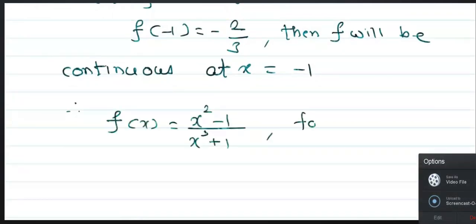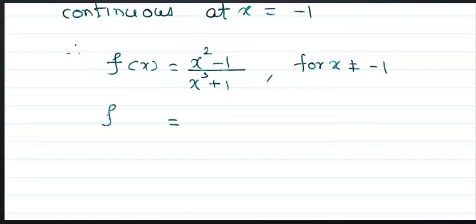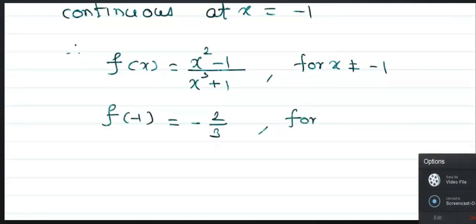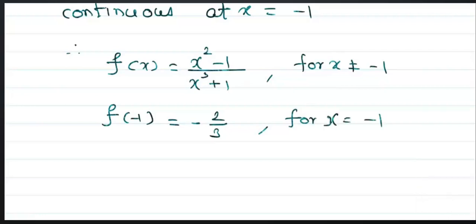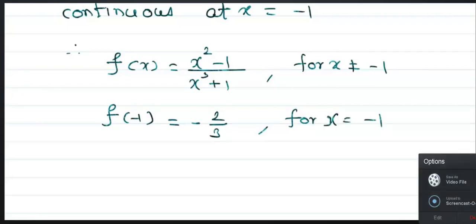Therefore, f of x is equal to (x square minus 1) upon (x cube plus 1) for x not equal to minus 1, and f of minus 1 is equal to minus 2 upon 3 for x equal to minus 1.